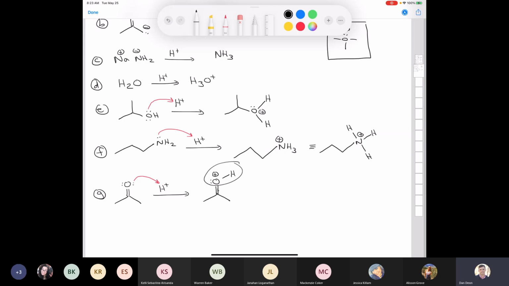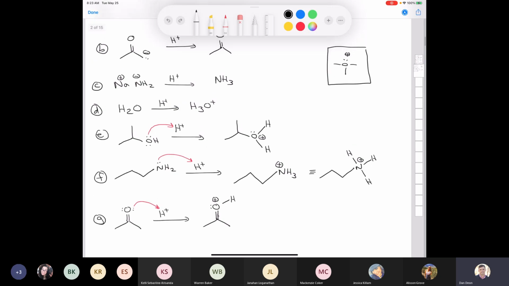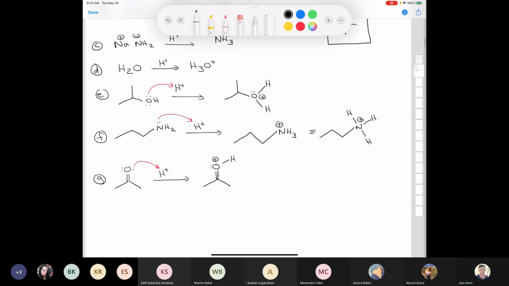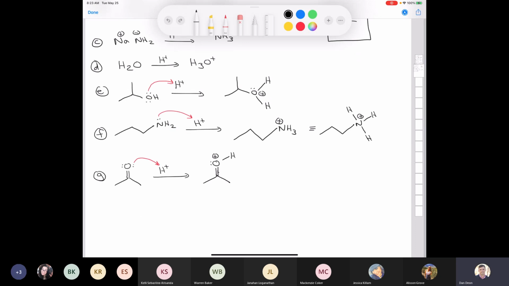Anyhow, does anybody remember what the pKa of this proton is? It was in table 3.1. I'm testing you on your table 3.1 skills. Does anybody remember the pKa of this proton, the one I'm highlighting in yellow? No? Okay, it's minus 7.3. It's really acidic. So the pKa of a protonated carbonyl is negative 7.3.